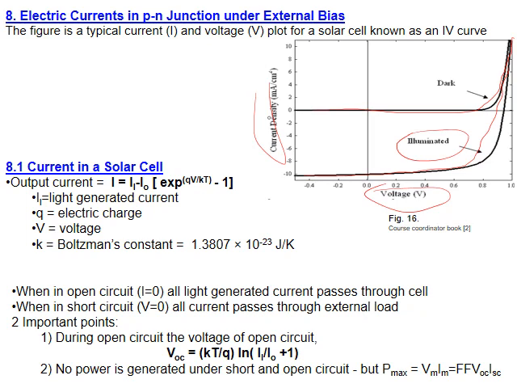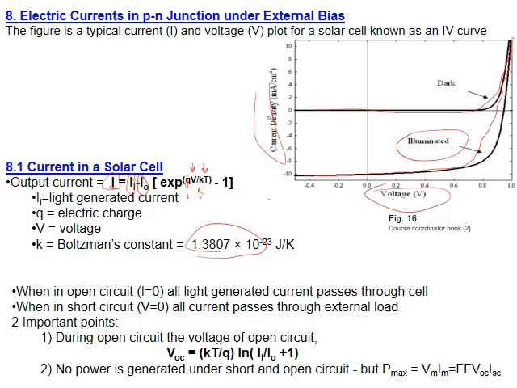It's represented by one known equation, the Shockley equation, related to the scientist Shockley. The current I produced in the cell equals the light generated current minus the saturation current I0 times the exponential. Q is the charge of the electron, which is 1.6 times 10 to the power minus 19. V is the voltage across the cell. K is the Boltzmann constant, and T is the temperature of the cell.